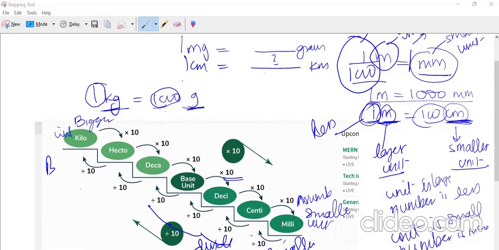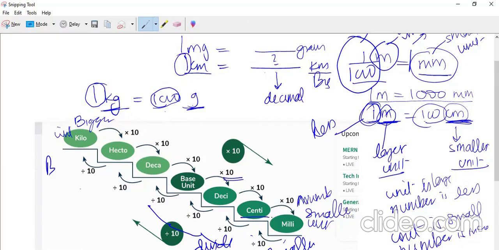Supposing you have to convert 1 centimeter into how many kilometers? One thing is very clear. Which is smaller, centimeter or kilometer? Kilometer is bigger. So that means the answer will be very small. It will be smaller than 1. This is very clear. It will be in decimals. Now, how do we do this?